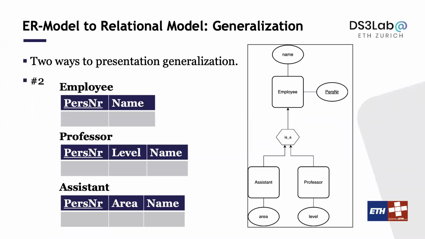Who? Oh, okay. Then another question, maybe regarding generalization. How would we model it if we know that an employee is always either a professor or an assistant? How would we model that?